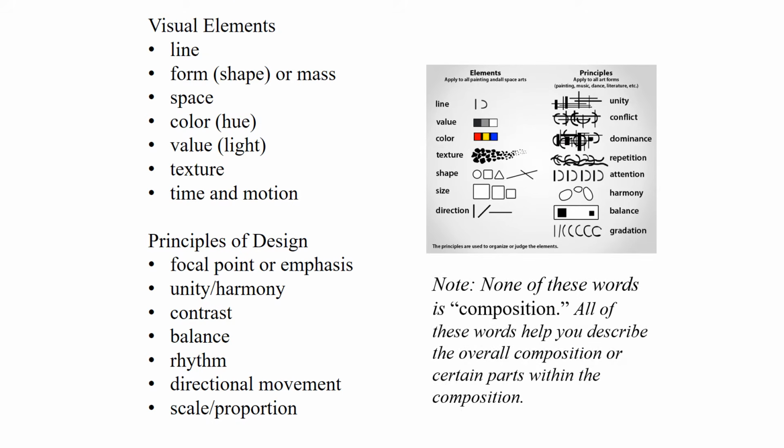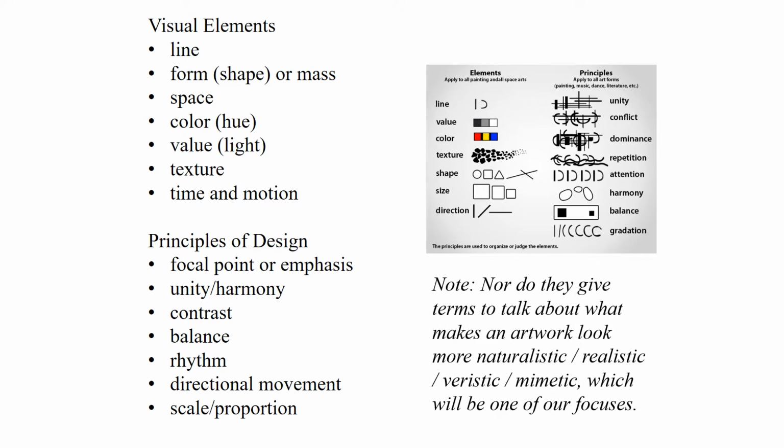You'll note that none of these words is composition. That's because these are the words that help you describe the overall composition or certain parts within the composition. Moreover, these terms alone don't indicate whether a work is naturalistic or not. Naturalistic means closer to nature, and close synonyms for this word include realistic, veristic, mimetic, and others. Later in the lecture, I will qualify these terms to talk more explicitly about naturalism.